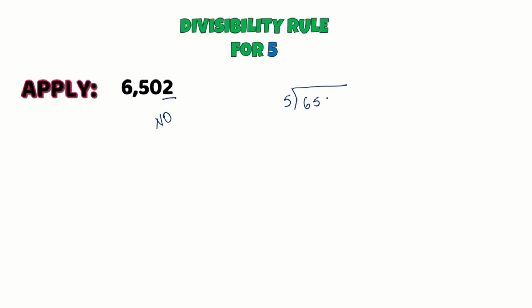So dividing 5 into 6502. 5 goes into 6 once. 1 times 5 is 5. 6 minus 5 leaves us with 1. We're going to bring down our 5, changing 1 into 15. 5 divides into 15 3 times. 3 times 5 is 15. 15 minus 15 is 0.